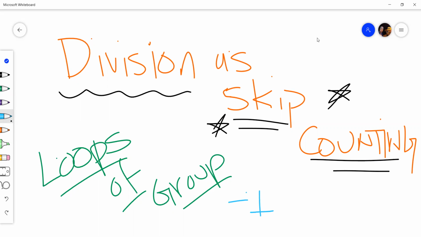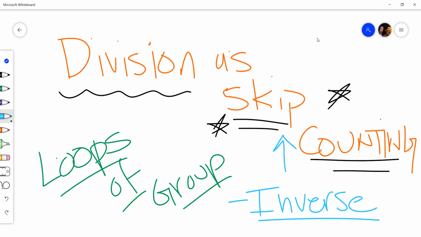And again, thinking about how we're using the inverse. So we're using the opposite, right? We know that if we know multiplication facts, then we automatically know division facts. So we can actually use multiplication to help us solve division, which then again takes us right back to skip counting, because that's what multiplication is. It's just very fancy skip counting. So let's dive into this work today and talk about it.